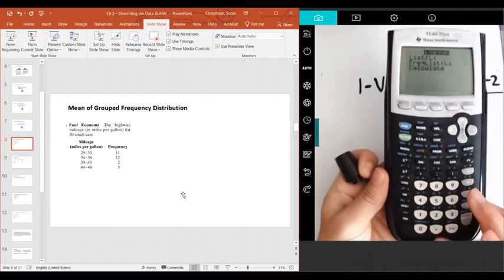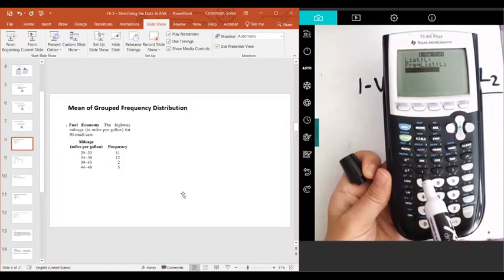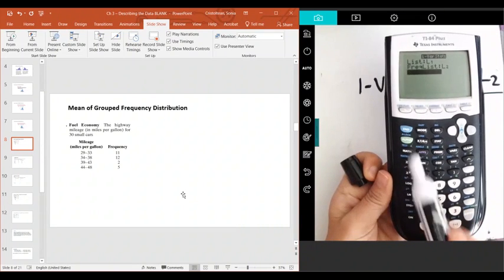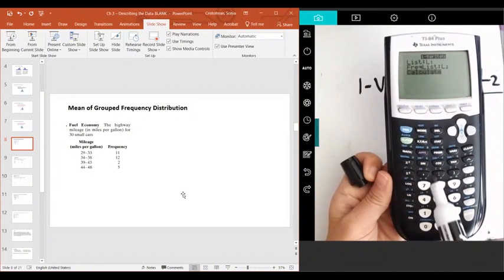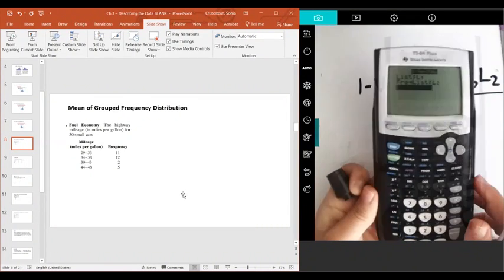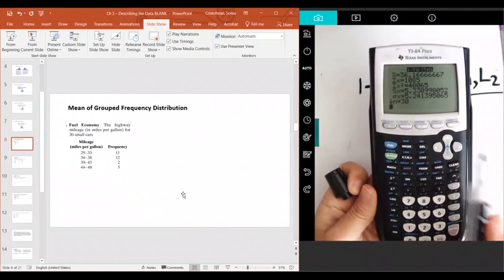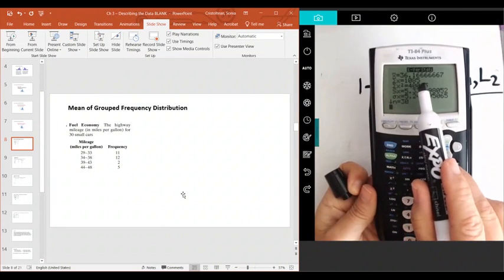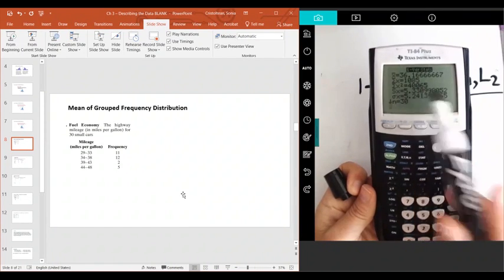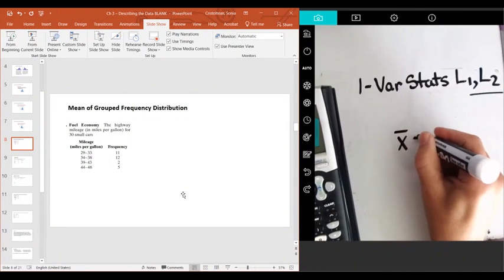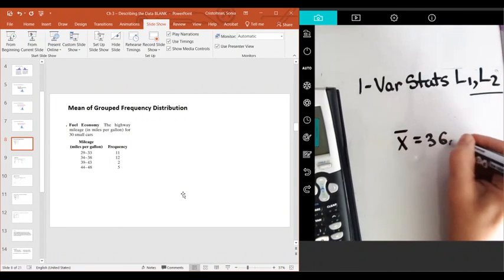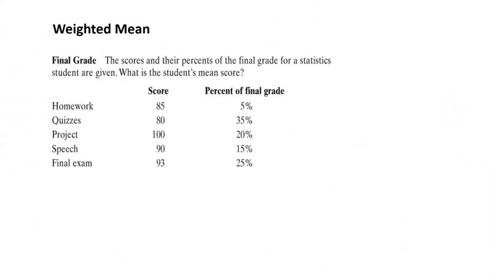And the comma is very important in statistics. It has its own key. It's above 7. That's the comma. So second 1 for list 1, comma, second 2. Okay? And then hit enter. And 36.17 is the mean for the grouped data from that slide, 36.17. One more example. This is related to the weighted mean.